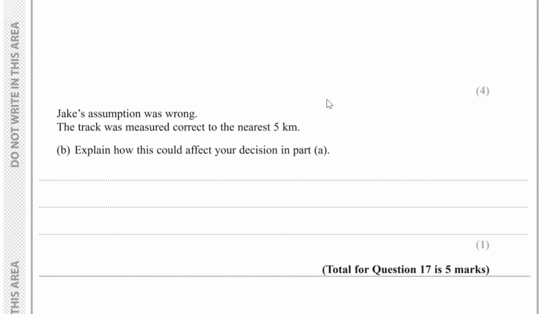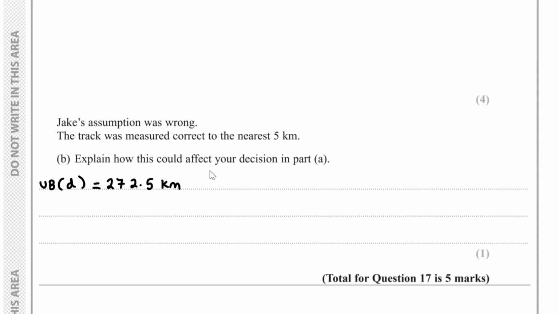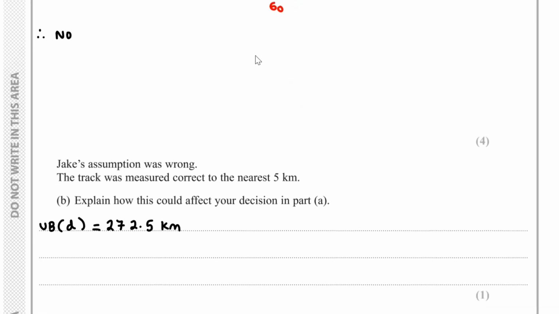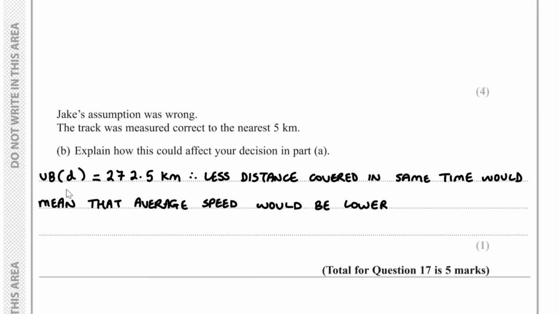Well, if we now consider the upper bound of the distance, if we're measuring to the nearest 5 kilometers, this will equal 272.5 kilometers. And if we compare that with what we had before, where we had 275 kilometers, now we've got 272.5 kilometers, and if I divide this by 107.5 over 60, you can see we get a lower speed. So how can we put this into words? Less distance covered in the same time would mean that the average speed would be lower.